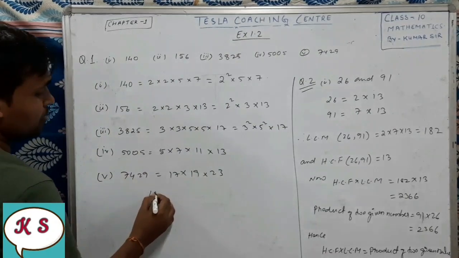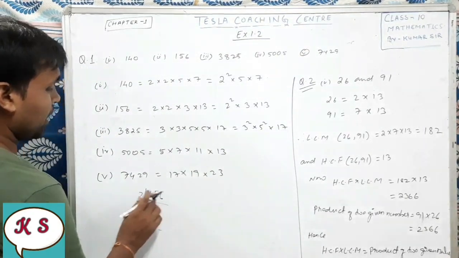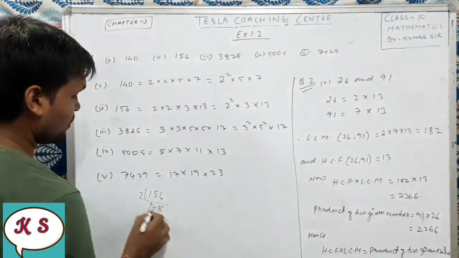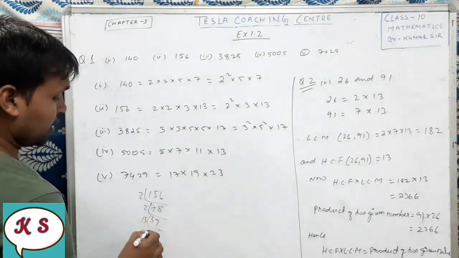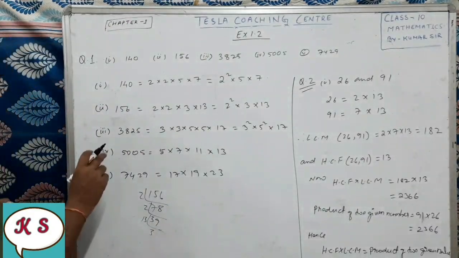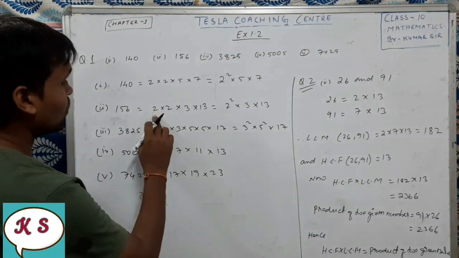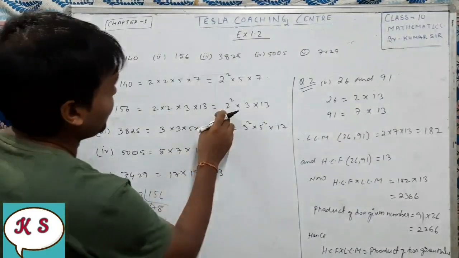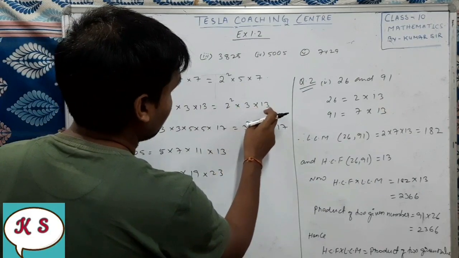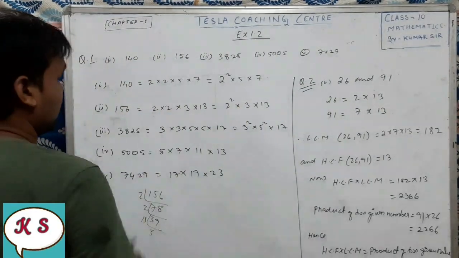Next, 156. If you take the LCM of 156, it is divided by 2 to get 78, then by 2 to get 39, then by 3 to get 13. So we have written 2 into 2 into 3 into 13. 2 into 2 we can write as 2 to the power 2 into 3 into 13. So this is the product of the prime factors for 156.